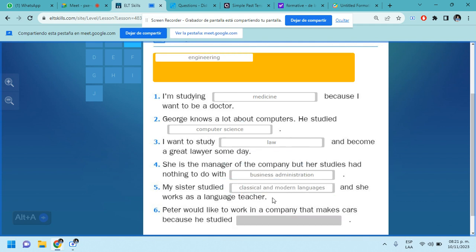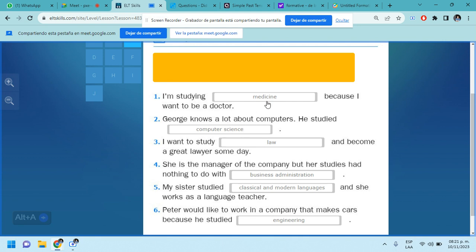Yeah. See, to be a teacher is not easy, no? You have to study at least something related to that. Classical and modern languages. See? And to finish, please, Reina. Yes, engineering. No? In a company, a factory that makes, that creates cars. Yeah, that's good.